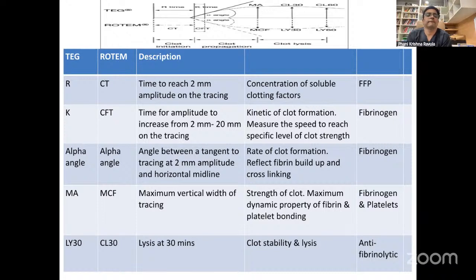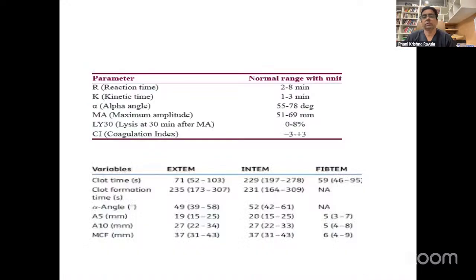In that case, we have to transfuse FFP or prothrombin complex to the patient. If K time is prolonged or the angle is decreased, then we have to transfuse fibrinogen in the form of cryoprecipitate. If MA is decreased, we have to transfuse either fibrinogen or platelets. If lysis is more, then we have to give an antifibrinolytic. So these are the normal values. We don't need to remember them, because they come with the reports.